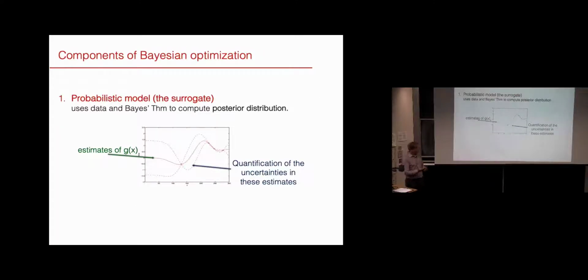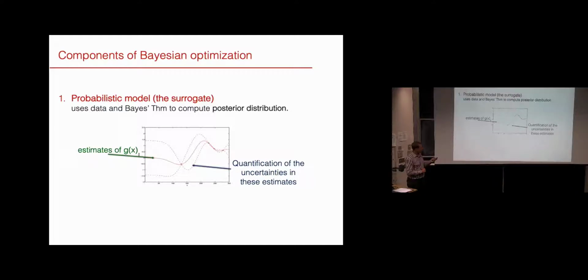Okay, the components of Bayesopt. The first component is some kind of probabilistic model. We also call this a surrogate. And this essentially gives an estimate for each x of g of x, plus an uncertainty quantification of this estimate. Essentially, how confident is the model of the value of g of x?